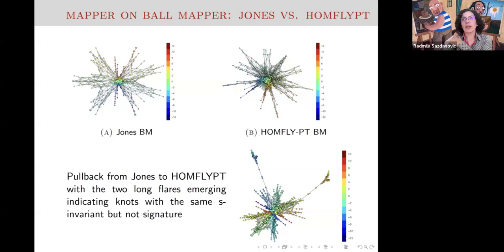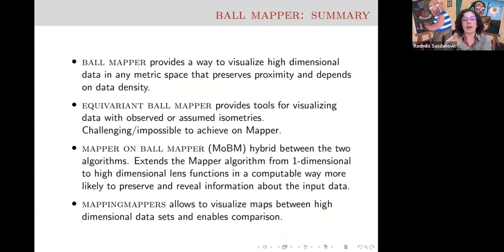Okay, so I think I'm reaching the time, but I would like to give you a summary and then maybe just mention some of the things that we can do, where we can go from here. So again, independent of knot theory, ball mapper provides a way to visualize high dimensional data. Equivariant ball mapper is for data with observed or assumed symmetries. And just to emphasize, this is very challenging or impossible to achieve using just the mapper construction.